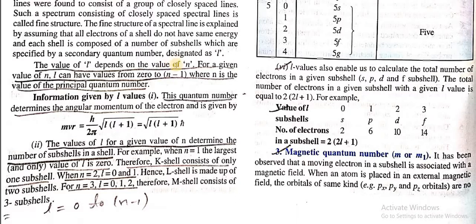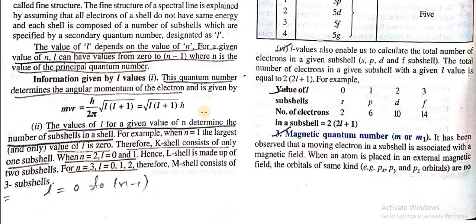Let us try to understand with the help of an example, it will make it clearer. Say when n equals 1, then what will the value for l be? According to the rule, the value for l ranges from 0 to n minus 1. The value for n is 1, so n minus 1 is 1 minus 1, that will be 0. That means for n equals 1, the value for l will be 0.